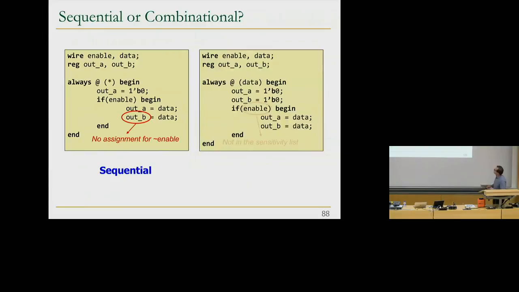Okay, you can do the same thing over here. If you look over here, this is a sensitivity list with data, but the output depends on enable, and enable is not in the sensitivity list, which means that if enable changes without data changing, these don't get assigned. As a result, this is sequential also. Okay? So you should think about this a little bit.